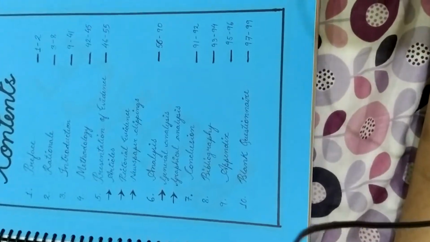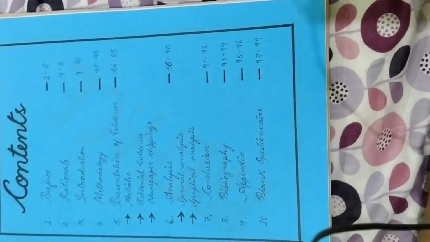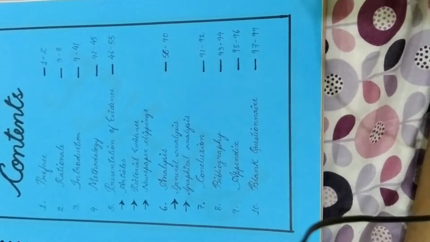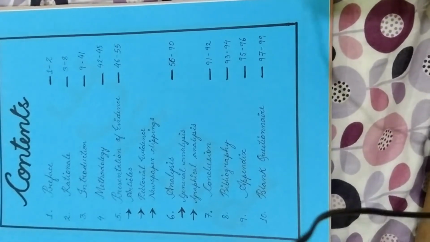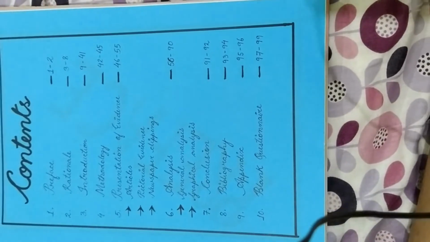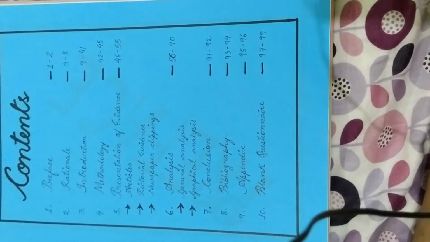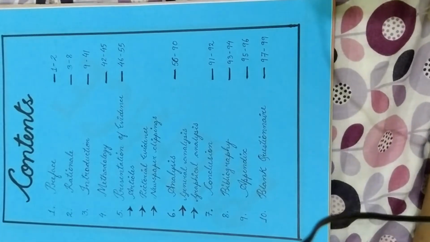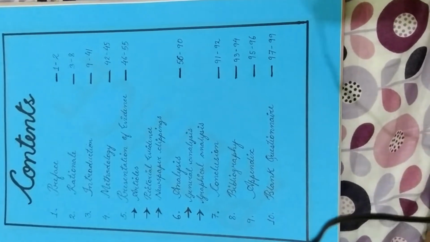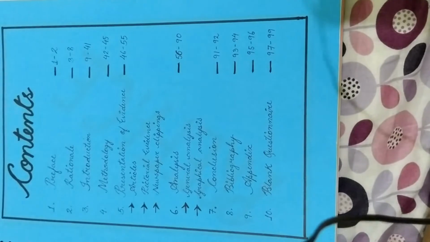After the analysis part is over, you need to write the findings. After findings you need to give suggestions or recommendations. You cannot write suggestions, you can write recommendations, and then you can come to the conclusion. And then the bibliography, appendix, and a blank questionnaire.